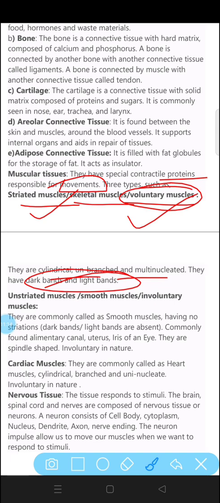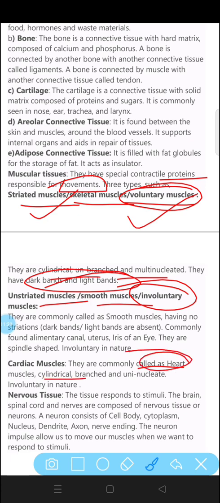Next type of muscle is unstriated or smooth muscles or involuntary muscles. So here it is involuntary, so we don't have any control on these types of muscles. Next is cardiac muscles. Cardiac muscles are generally related to the heart only. They are cylindrical, branched, and uninucleate.